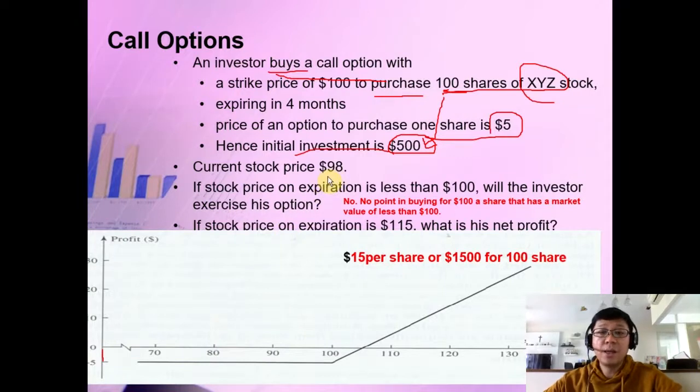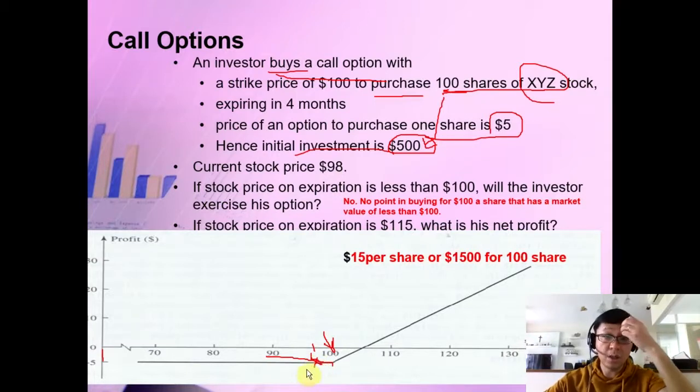So let's take a look. What happens if the stock price per share is $100, and now the stock price goes down to 98? Will you exercise? No point using the call option, because now the market price is 98. I can buy from the market at 98, lower than 100. So I will walk away. When you walk away at 98, you lose the $5, because you choose not to exercise the option. So that's why you got this point.